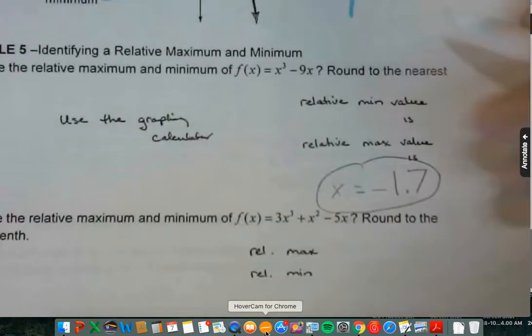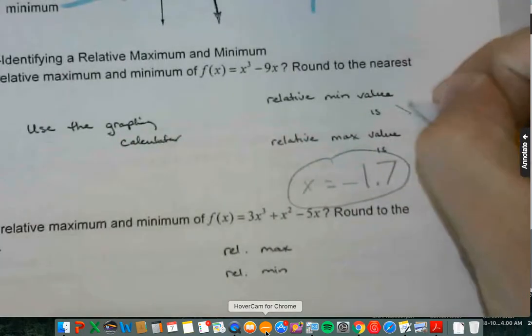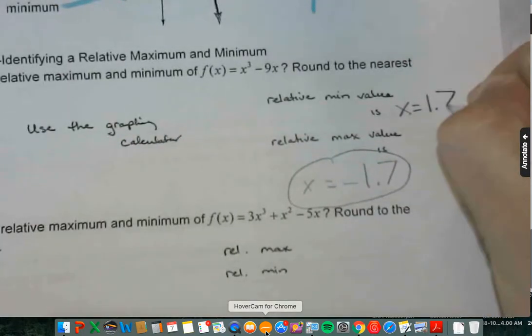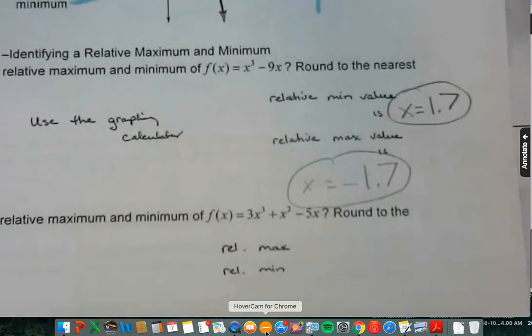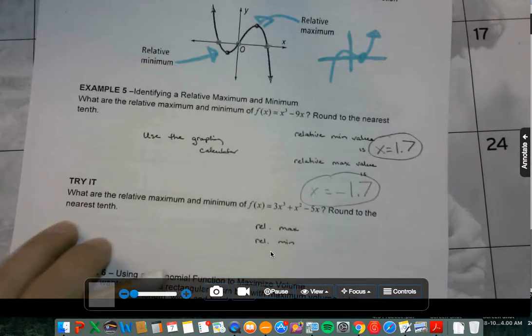So let's write this down. It is when x equals 1.7. Let's round that. So that's that graphing for relative maximums and minimums. I'll give you a moment to try the next one.